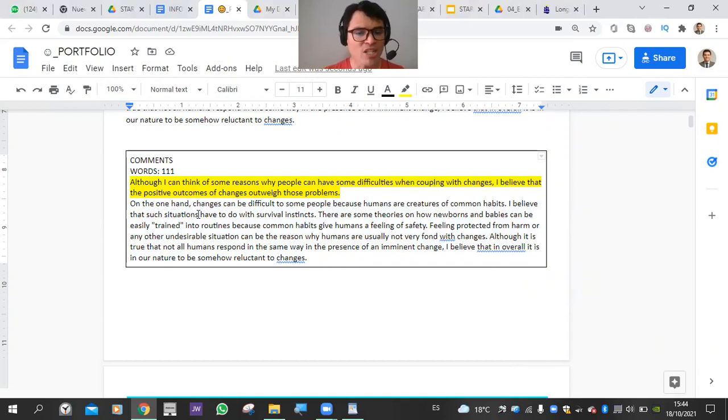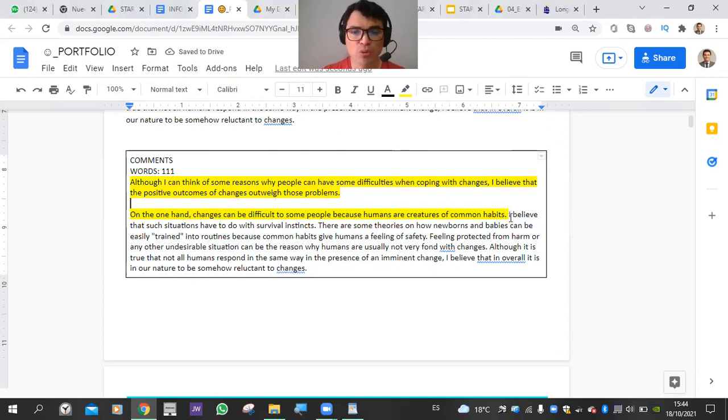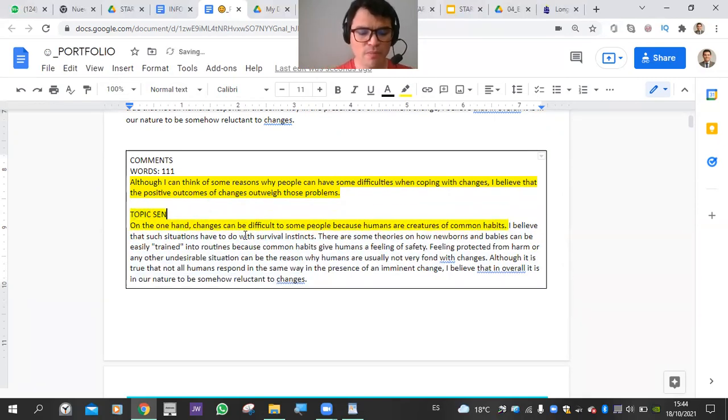It says, on the other hand, changes can be difficult to some people because humans are creatures of common habits. So this is her first idea. Great. Now, we have to make sure that the topic sentence has to be connected with a thesis statement. What are you going to find in the topic sentence? You have to find two things. You have to find the topic and a controlling idea.